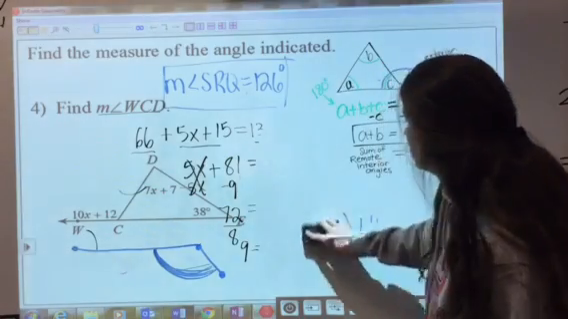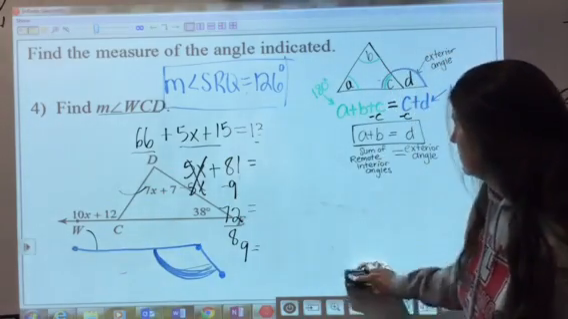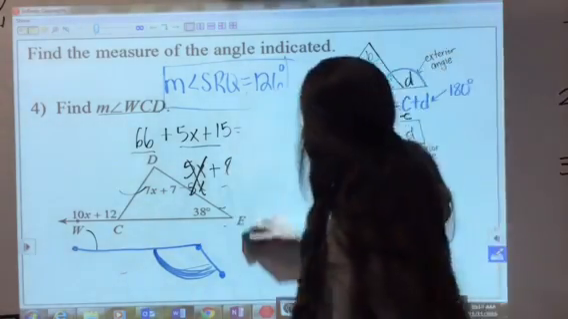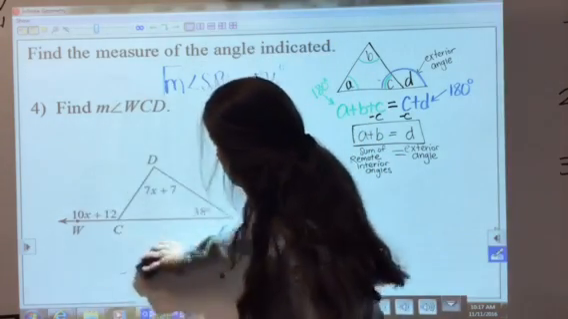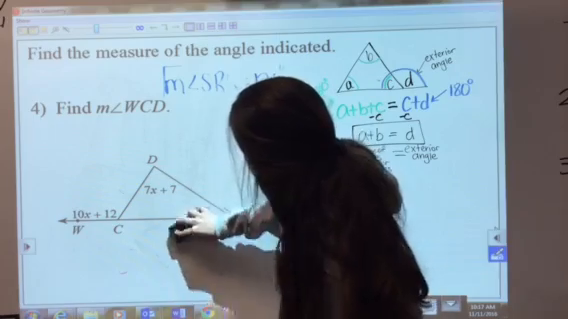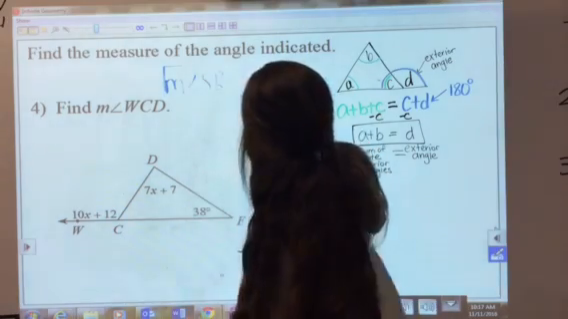So it's very similar to the one we just did, where you have an exterior angle. And in this diagram, all they've given us is the exterior angle.